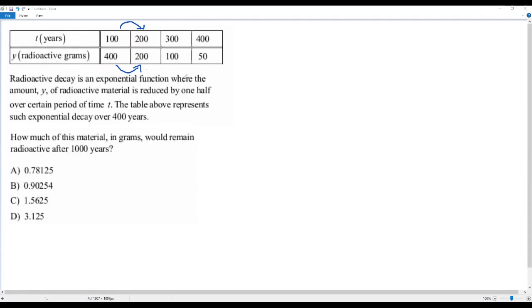Okay, first let's write an exponential function which represents the given situation. In general, when we have the half-life of a material, we write the exponential function as y equals A times 1/2 raised to the power of t over h. Here I'm writing 1/2. This is the decay rate. Since the material is getting reduced by 1/2, I'm writing the decay rate here as 1/2.